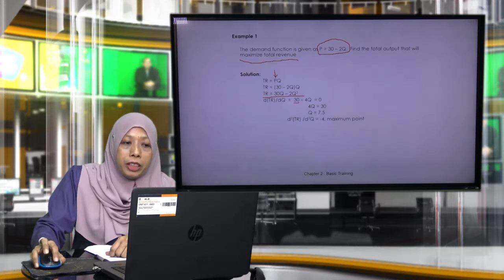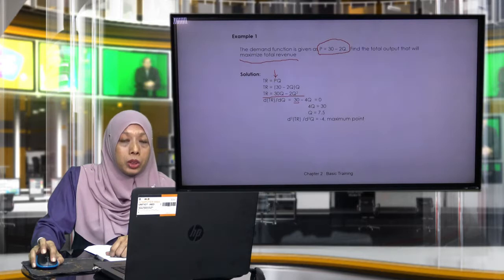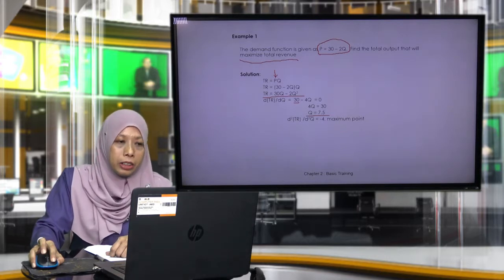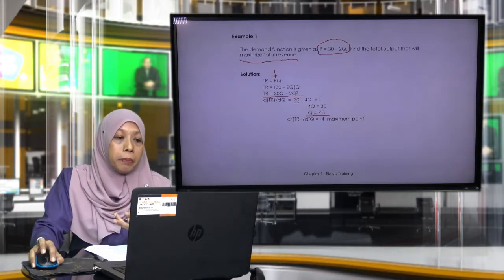So if you differentiate your total revenue function, you're going to get 30 minus 4Q, and remember you have to set it equal to 0. So solving this equation, you're going to get Q equals 7.5. So this is what we call the optimal value. So to maximize total revenue, the manager needs to ensure that they produce 7.5.